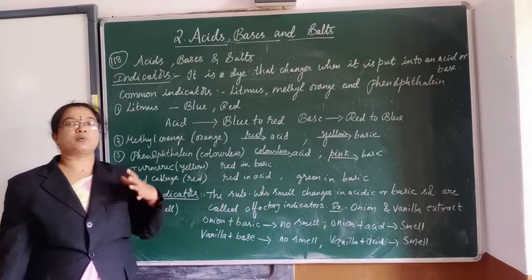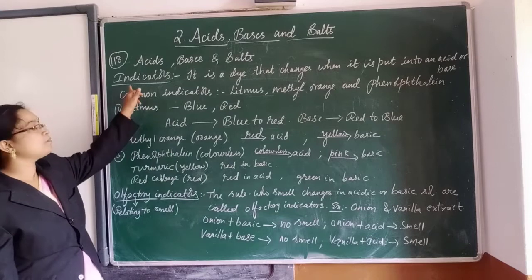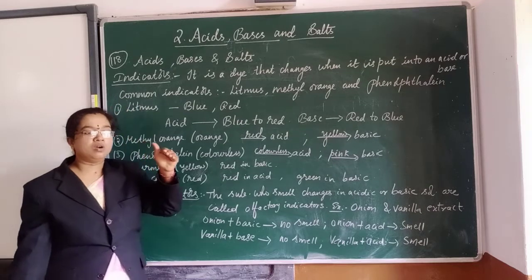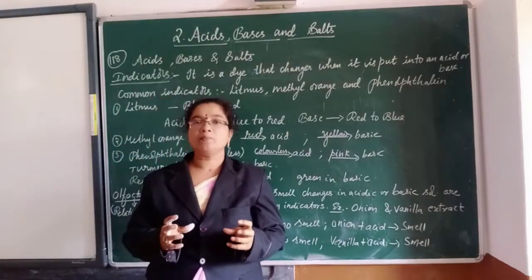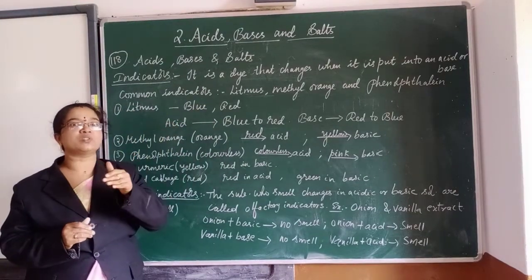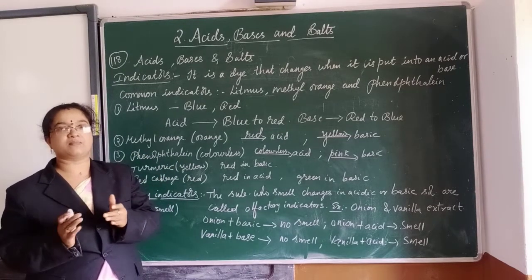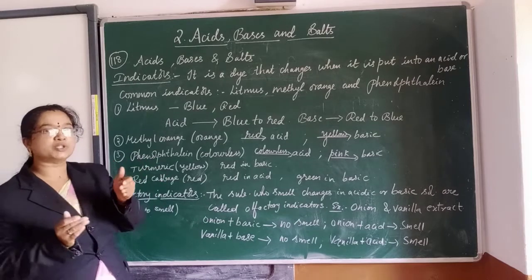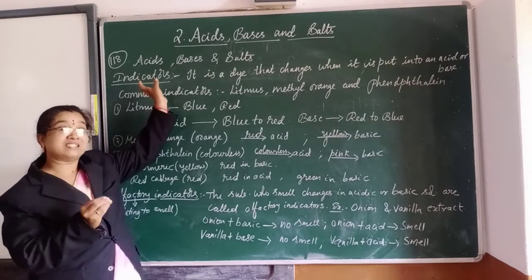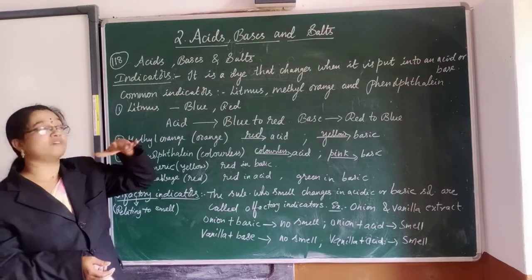To learn those properties, first we have to learn about one more topic, that is, what is an indicator. Generally we are talking about acids, bases and salts, but to differentiate those substances, something should be there, isn't it? So to differentiate those things, we will use some substances. Those substances are called indicators.